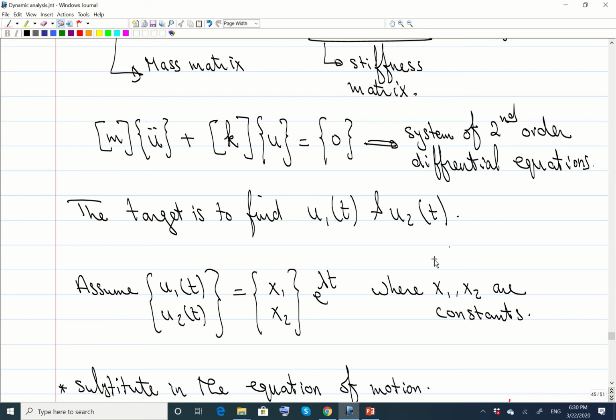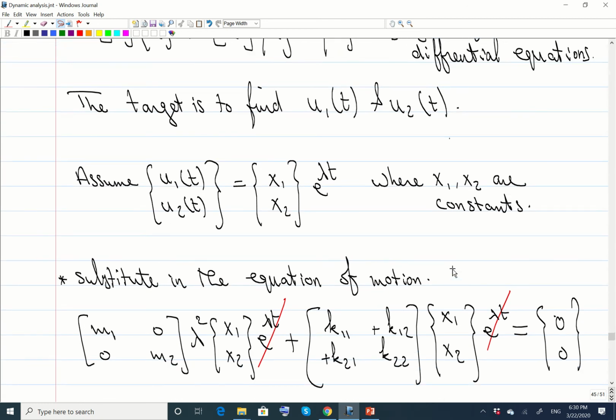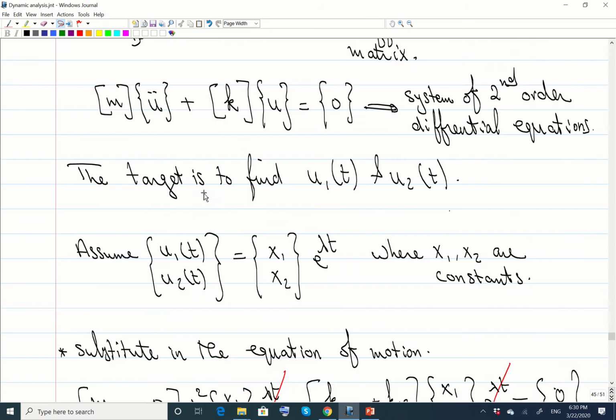Exactly as we did with the single degree of freedom system. We're going to assume that u1 of t and u2 of t are equal to some constants, x1 and x2, multiplied by e to the lambda t. Okay, so x1 and x2 are constants. So how much is lambda that satisfies this assumption? Simply substitute this assumption into this equation.